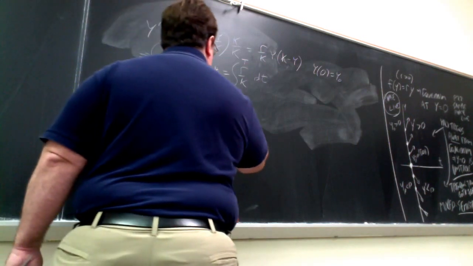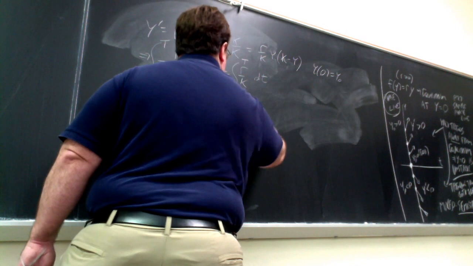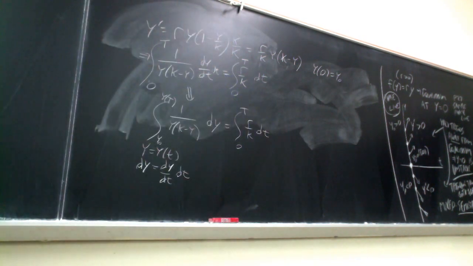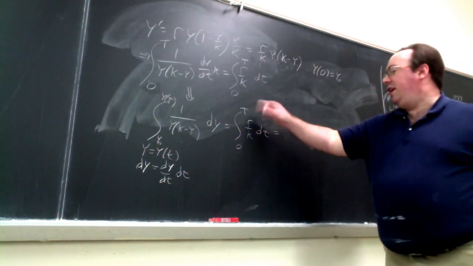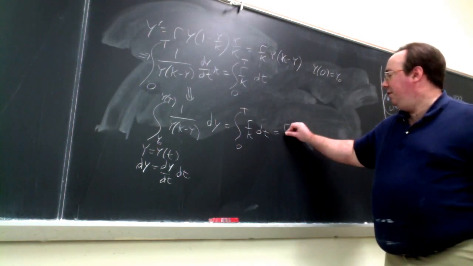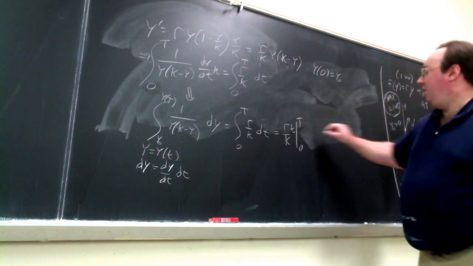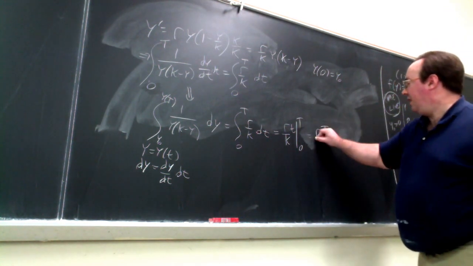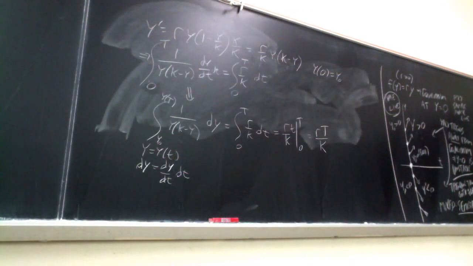And then I have r over k dt. Now, the right side integral, no problem there. R over k is a constant. So I just have r over k t from 0 to capital T, plug in limits, and you get r capital T over k. All right.